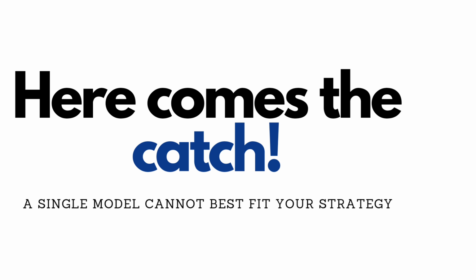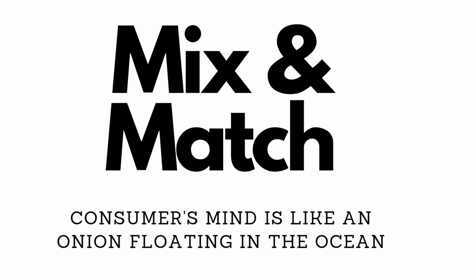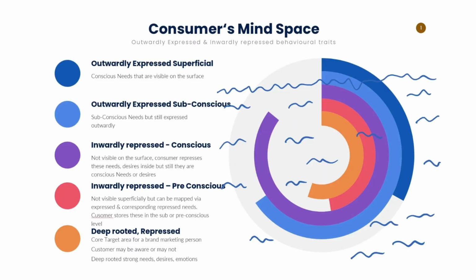See, at the end of it all, there is no one single great strategy, or one single model that fits all of everyone's brand strategies. A consumer's mind space is extremely complex. We all know that, and I believe that there are two types of behaviors within a consumer's mind. One that is outwardly expressed, and the second one that is inwardly repressed. It's more like an onion with several concentric rings, and that floats in the ocean.